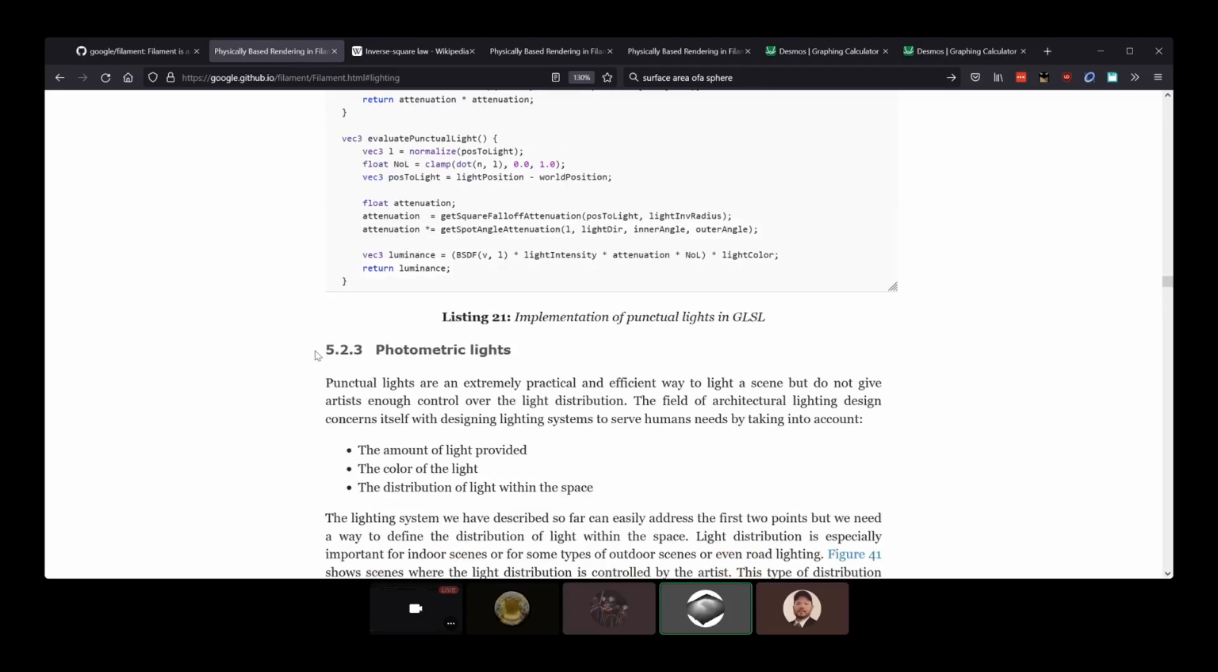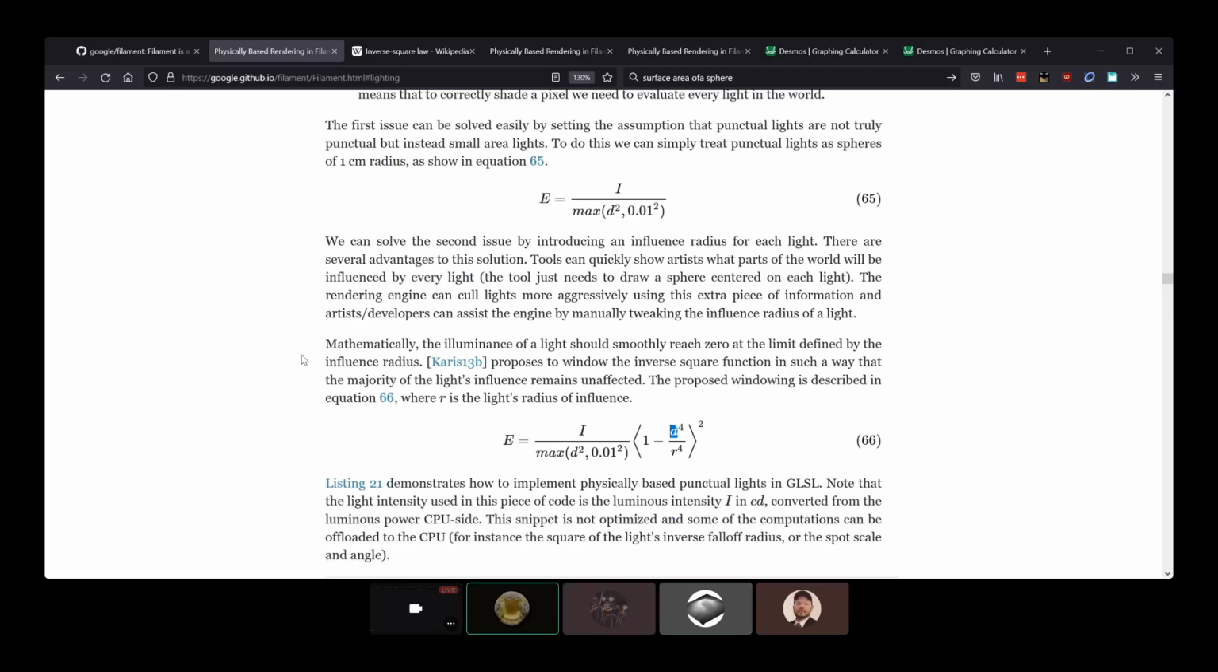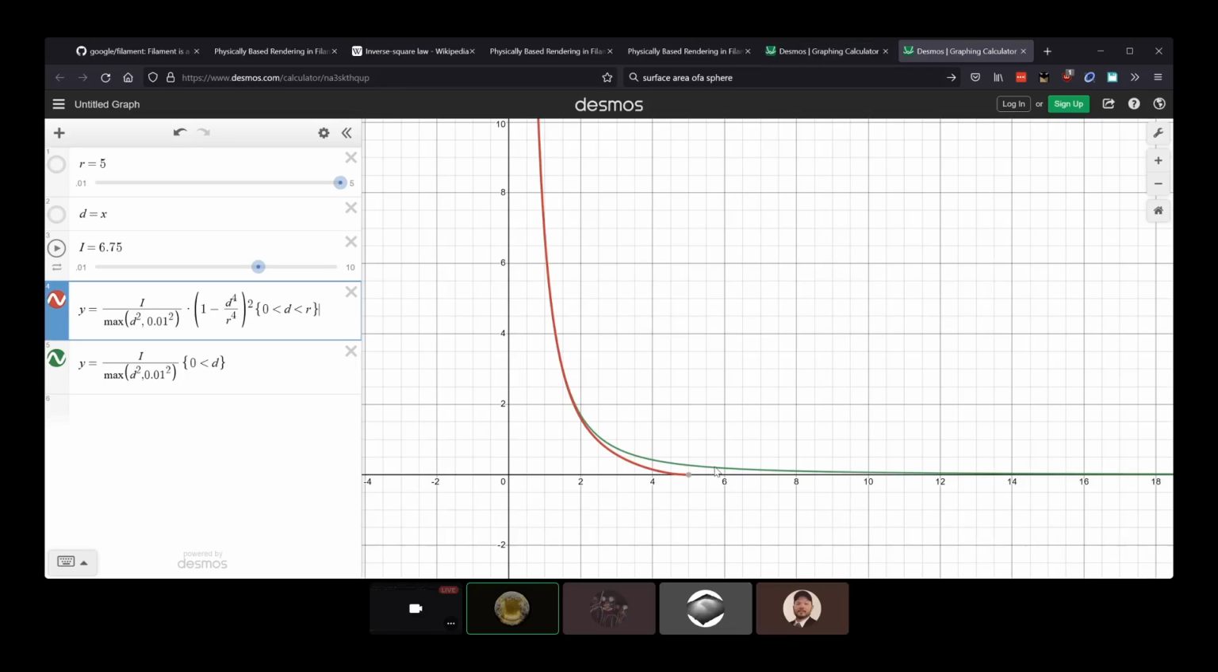Isn't that physically inaccurate? Yep. It's physically based. It's not necessarily physically accurate. Yeah, I think they make a lot of approximations. The alternative would be horrible performance or really bad looking lights.